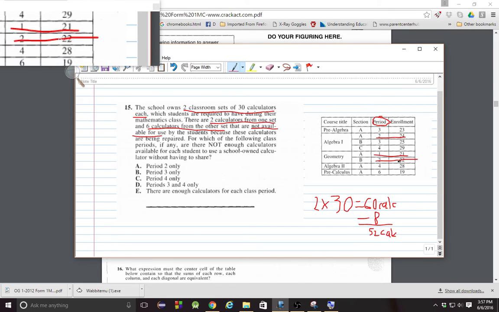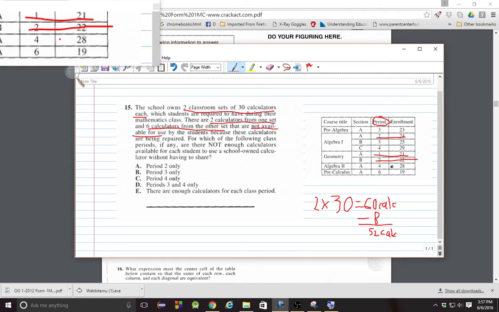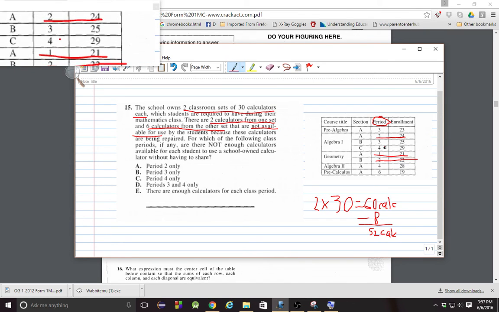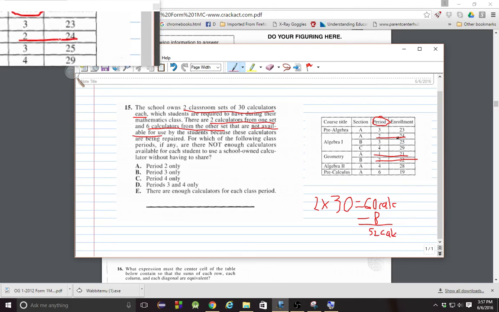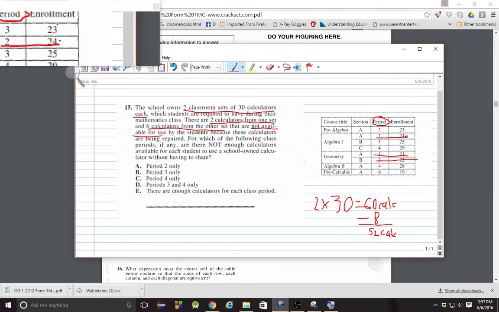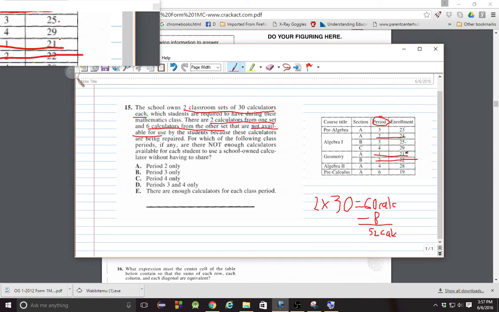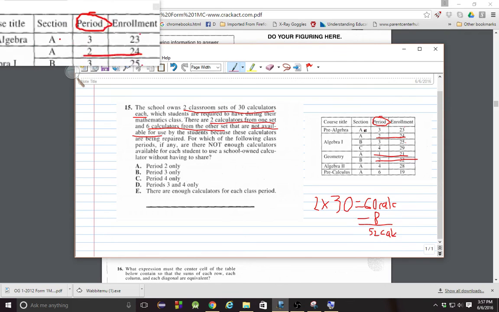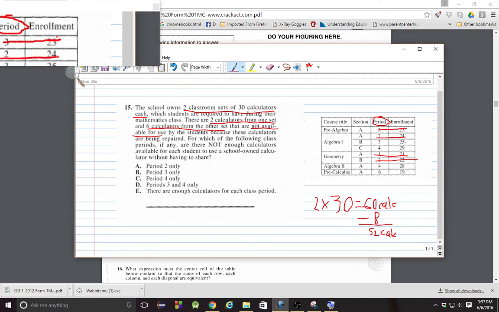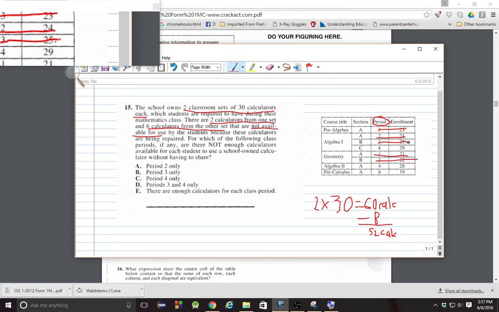Okay, now let's look at period 3. So there are two period 3 classes. One has 23 enrolled, and another has 25 enrolled. And this has to be less than or equal to 52 calculators. 23 plus 25 is 48. So period 3 is out as well.